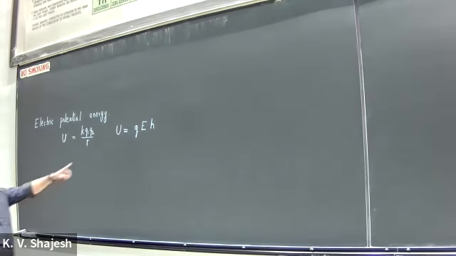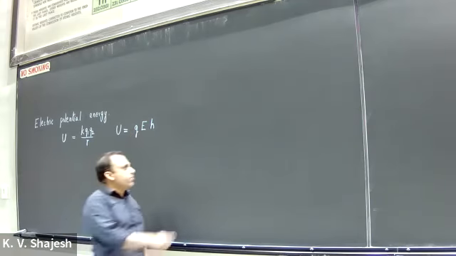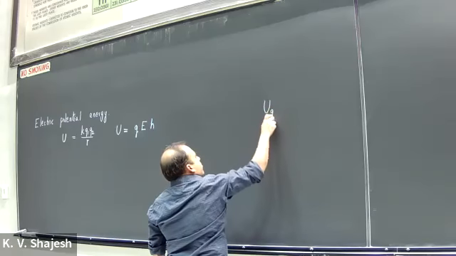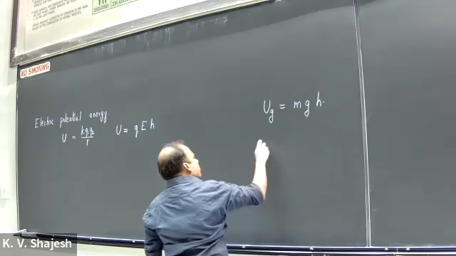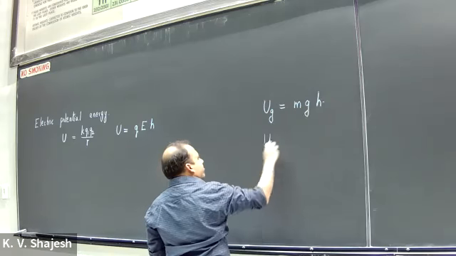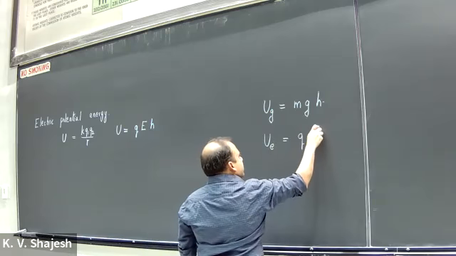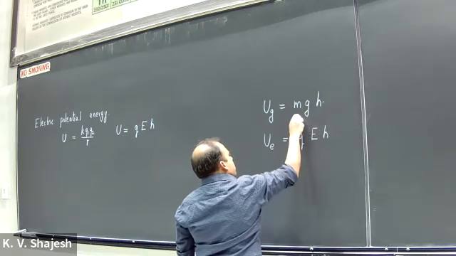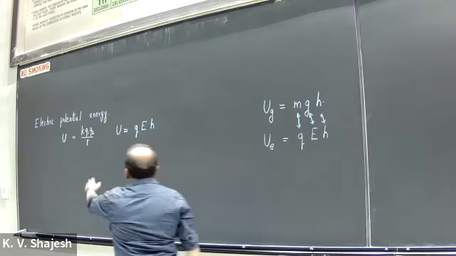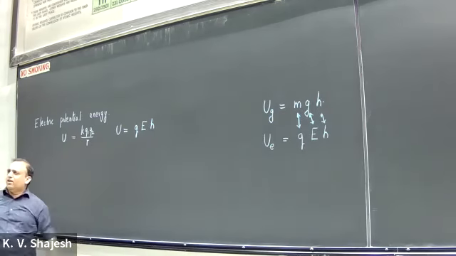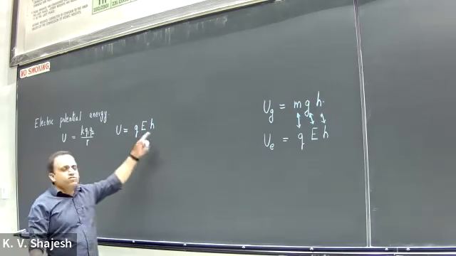This should be compared with mass times gravity times H, right? Remember, potential energy due to gravity is mgH, and electric potential energy is Q times E times H. That is pretty much a one-to-one analogy there. The same thing holds for this also. It's just that it cannot be as trivially familiar as this one.